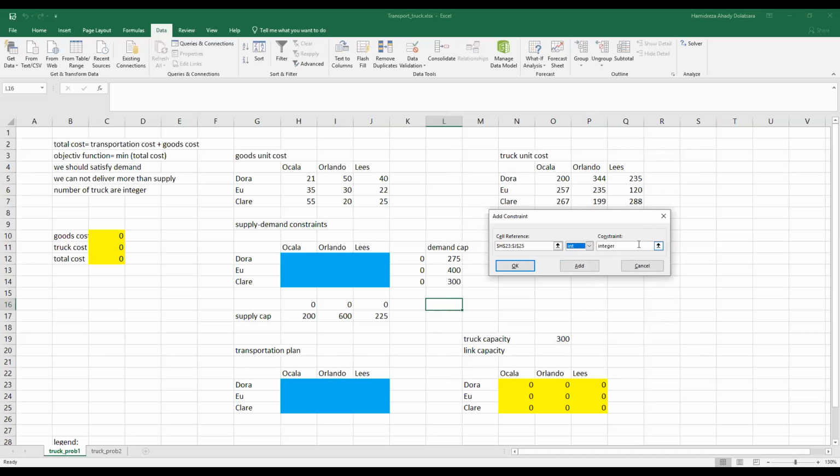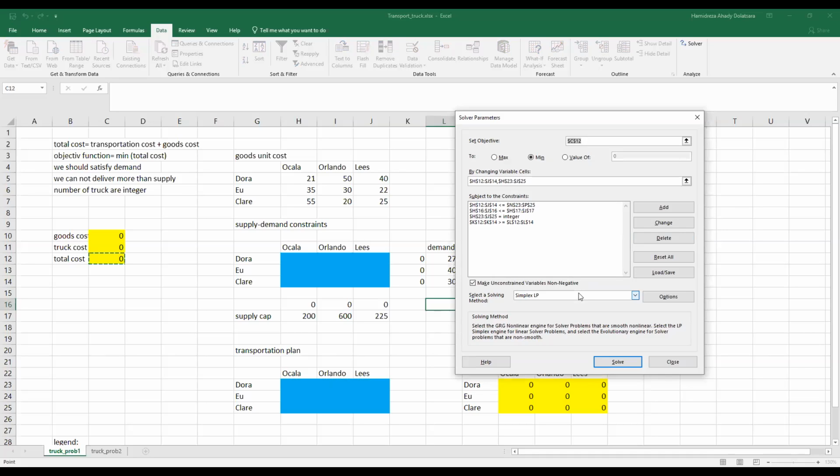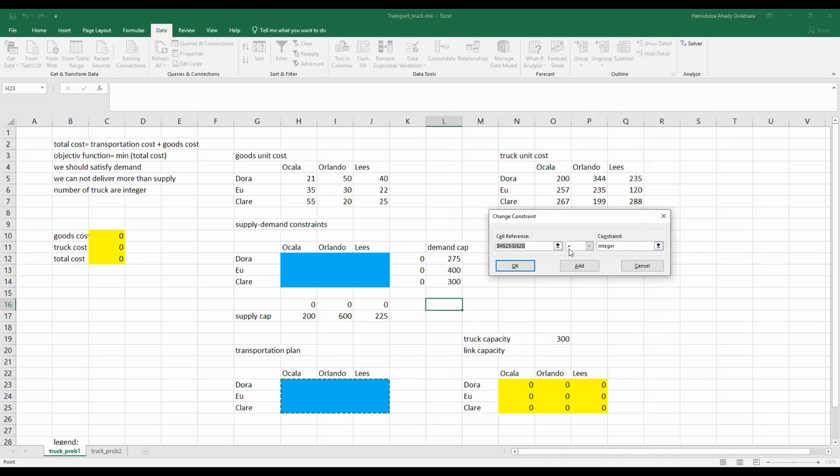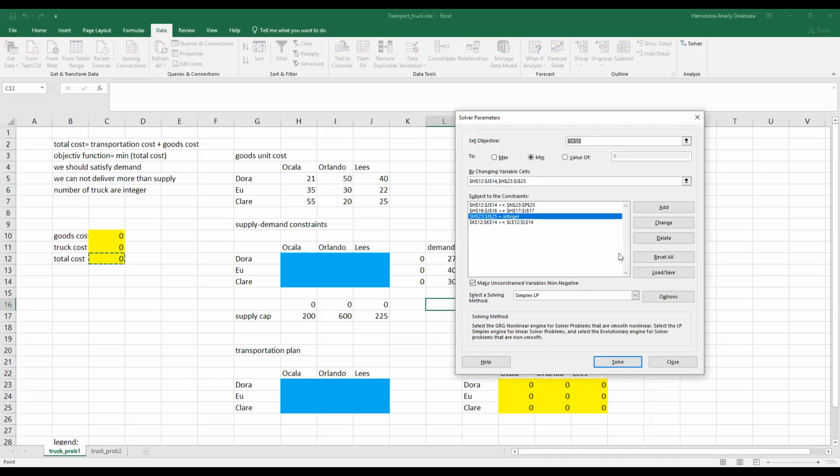Here I select int. For the value, first you should put 0. Now I change it to integer. It's a little weird in this version of Excel. If I select this again and go to change, now I change to equal integer. But the first time, we should put this one as an int and change this one to 0. But after you make it, Excel changes it to equal integer.